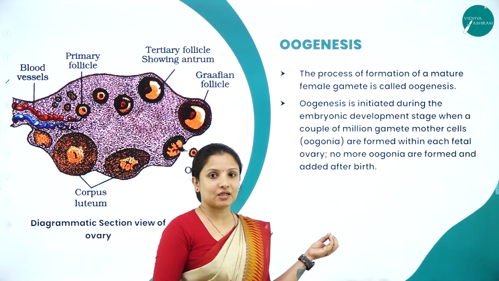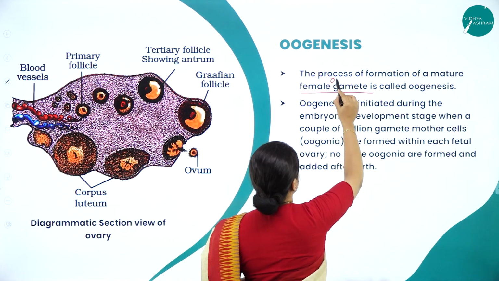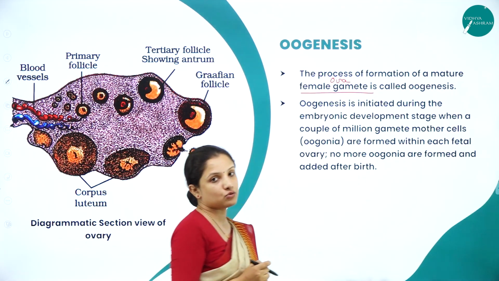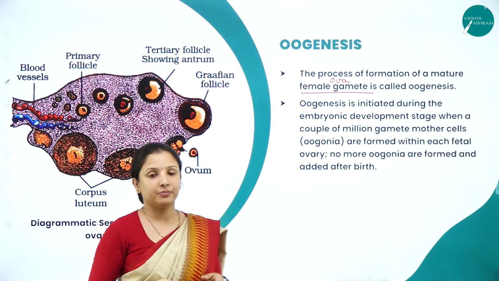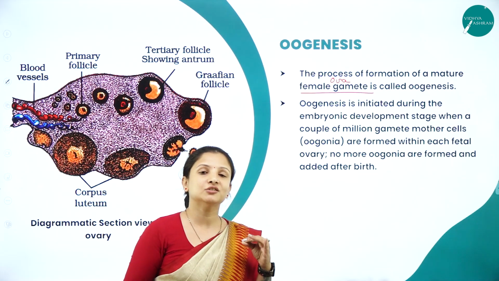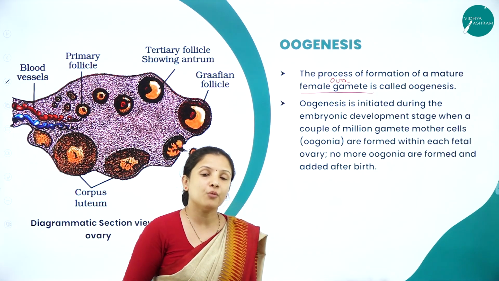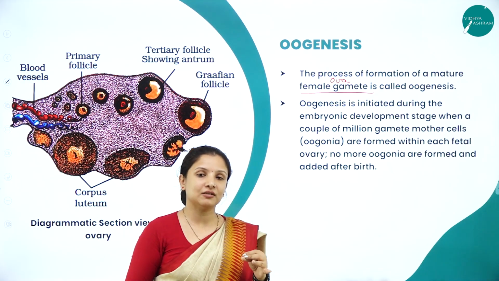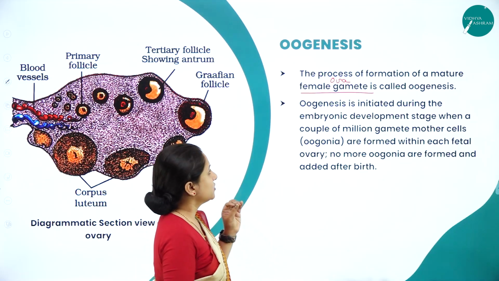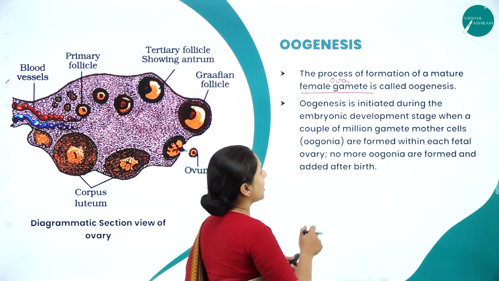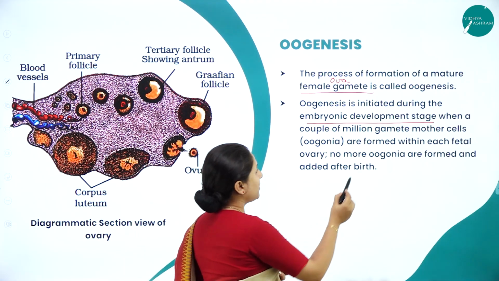Oogenesis is nothing but the formation of a mature female gamete. Here it is an ovum, that is why it is called oogenesis. Oogenesis is initiated during the embryo development. Spermatogenesis occurs once the male reaches puberty, okay? But oogenesis, the formation of the egg, starts in the female right from the embryonic development itself. So oogenesis is initiated during the embryonic development stage when a couple of millions of gamete mother cells are formed.